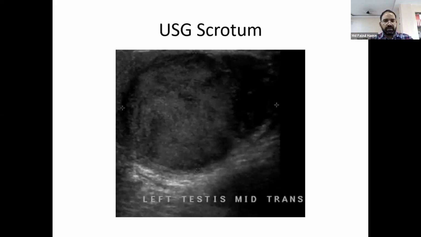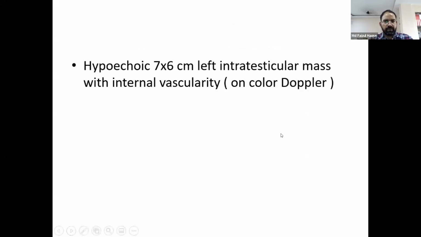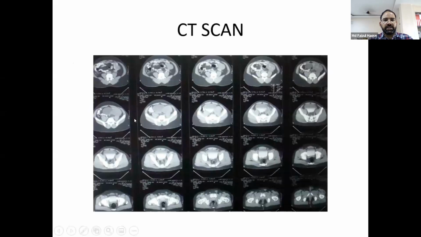So this is now the ultrasound. I can see a heteroechoic testis with a hypoechoic eccentric lesion, maybe that may be epididymis. So the ultrasound features, because it is heteroechoic, may be favoring a non-seminomatous germ cell tumor more for that reason. There is a hypoechoic 7 by 6 centimeter left intratesticular mass with internal vascularity on color Doppler. So when you are asking for the ultrasound, Doppler should be added because in the same machine we can see the vascularity also. Yes. So now come to the CT scan.